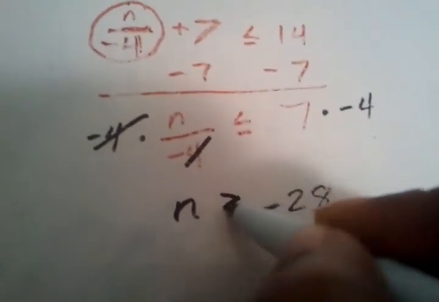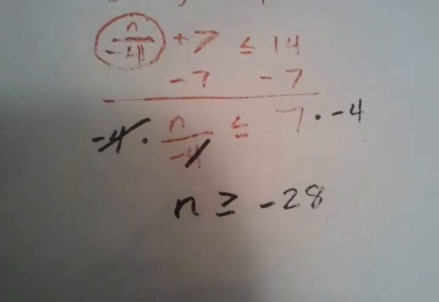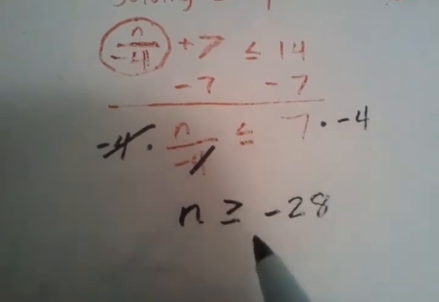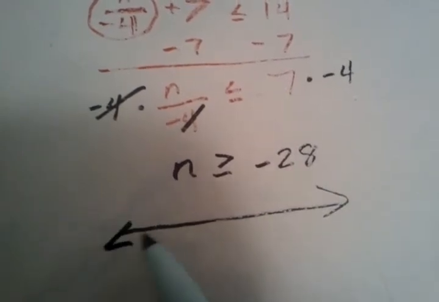All right, so the symbol is going to be greater than or equal to. And the reason why it's going to be a greater than symbol is because we multiplied by -4 to get the answer. And so then you will go forward and you will graph your solution.